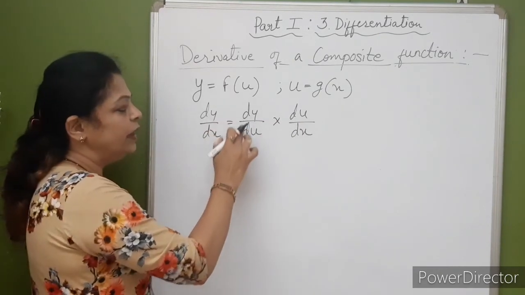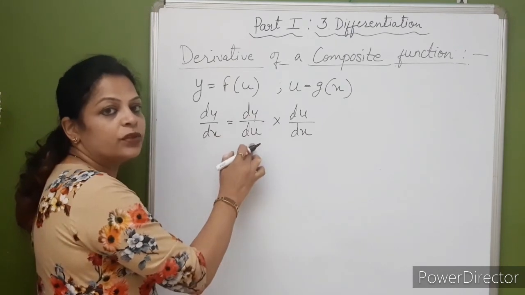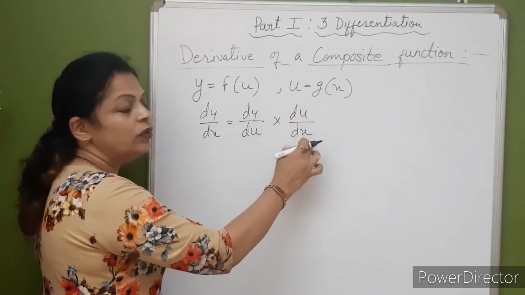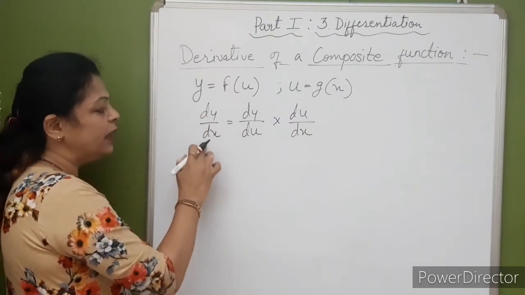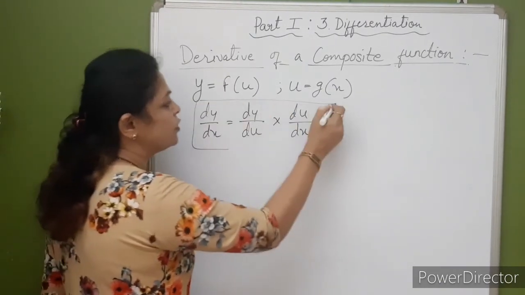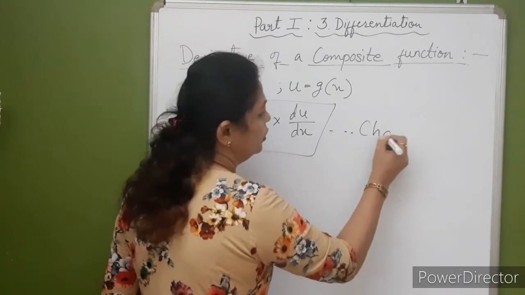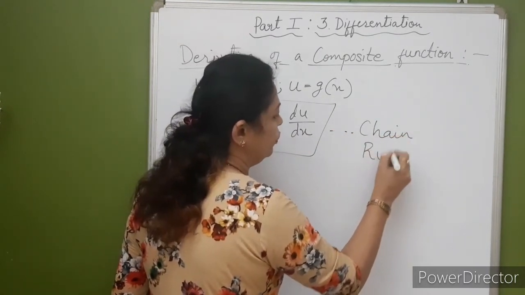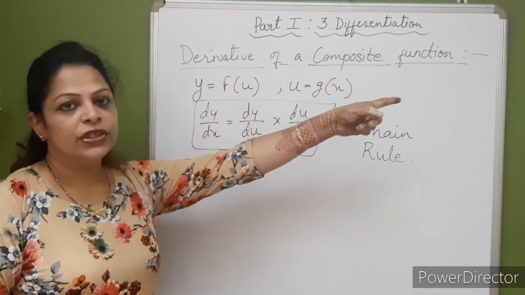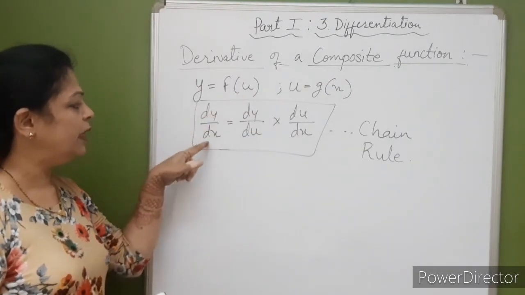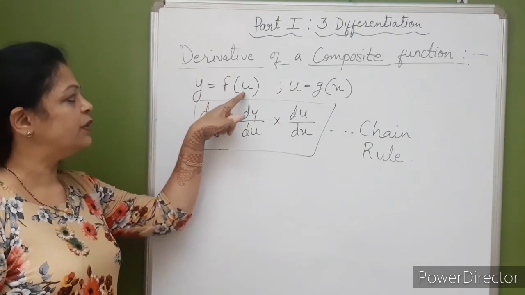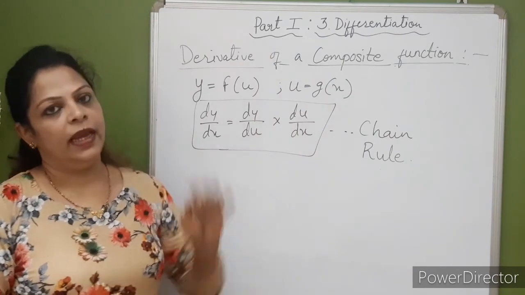What is dy by du? It is the derivative of y with respect to u, and du by dx is the derivative of u with respect to x. So we get dy by dx is equal to dy by du into du by dx. This is called the chain rule. So the derivative of a composite function is dy by dx equals dy by du into du by dx, where y is a differentiable function of u and u is a differentiable function of x.